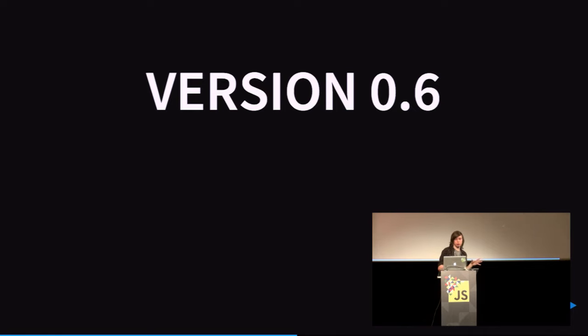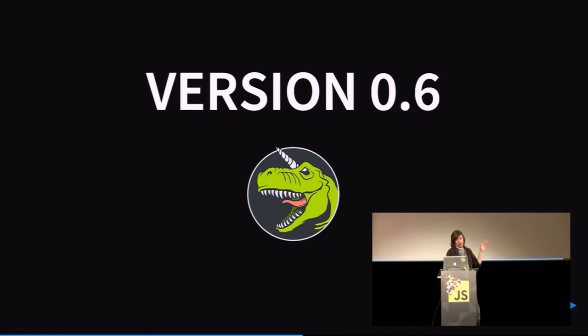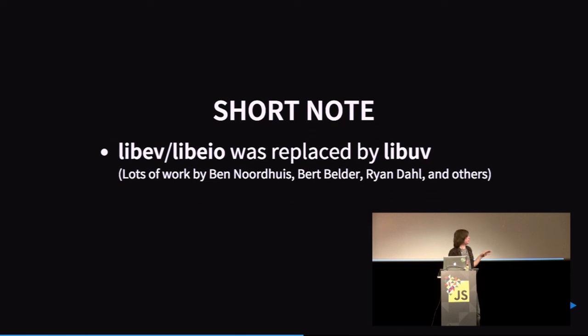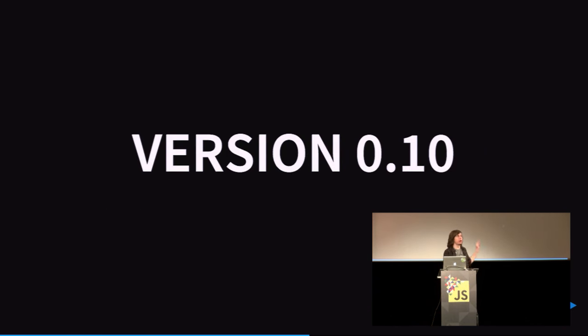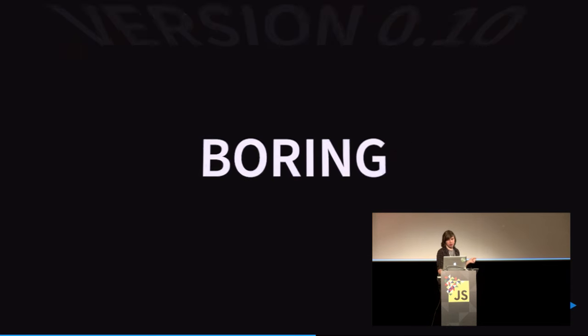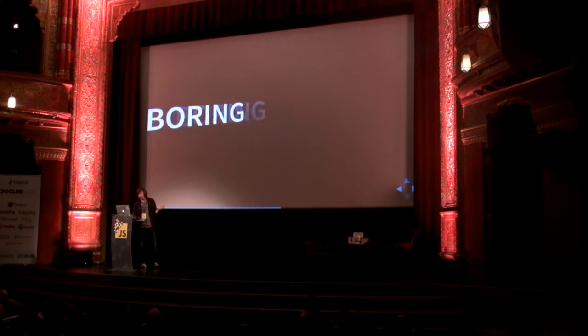Okay, quickly jump into version 0.6 now. And what happened here? The most important thing is that libev and libeio were replaced by libuv. This was possible only because of lots of work by Ben Noordhuis, Bert Belder, Ryan Dahl, and other people, which I'm really thankful for. And it is a major milestone for Node.js because we now have Windows support in it. All because of libuv. Quickly jump into 0.10. We could say probably only one thing: it was boring, but a bit stable.